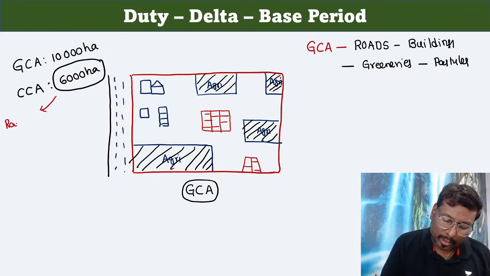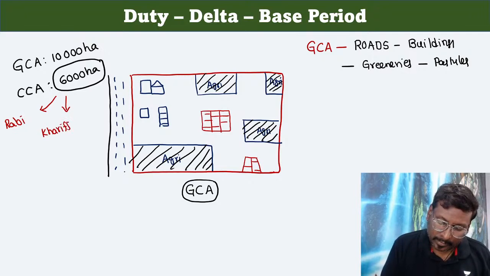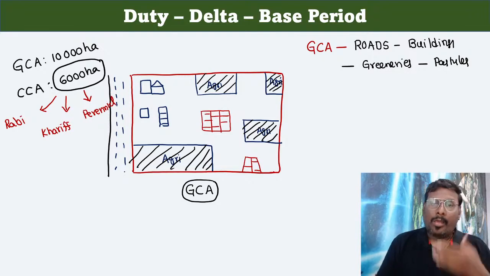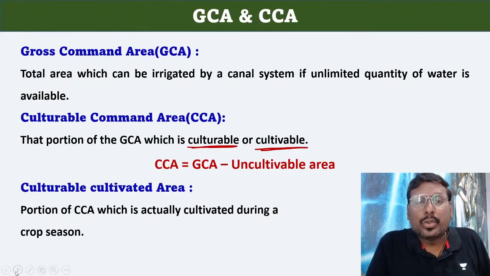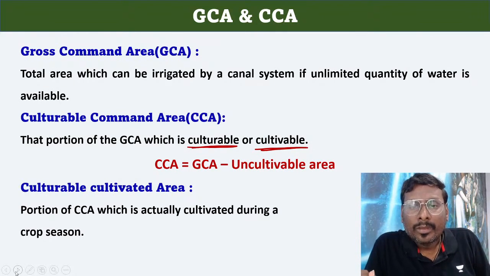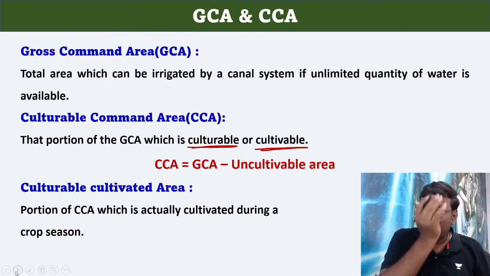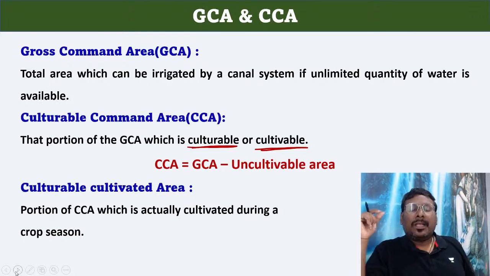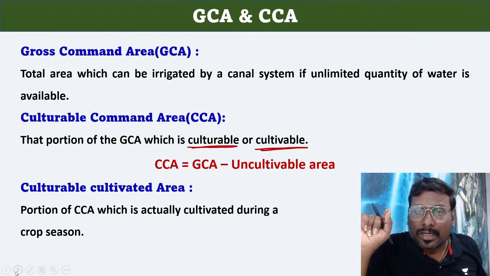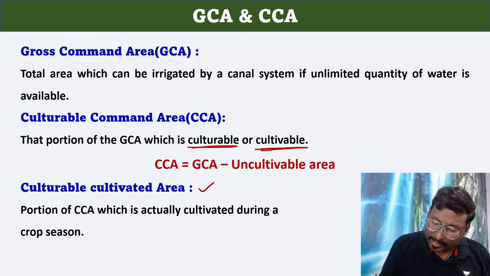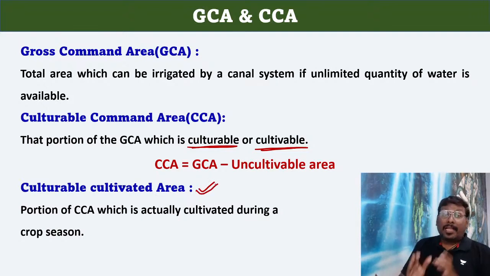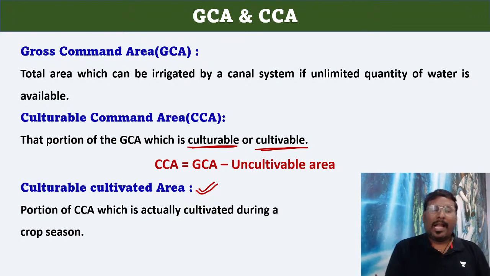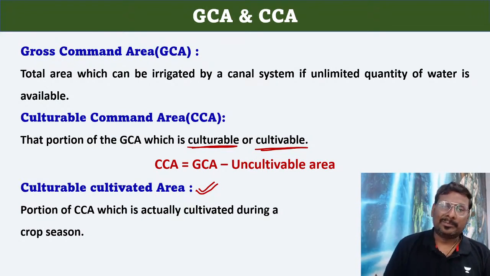Some are Rabi crops, some are Kharif crops, some like sugarcane are perennial. It varies, no? That is the actual area cultivated, the area actually cultivated for a crop season. Cultivable command area. Understood? Cultivable versus cultivated area: the actually cultivated region during the crop season.